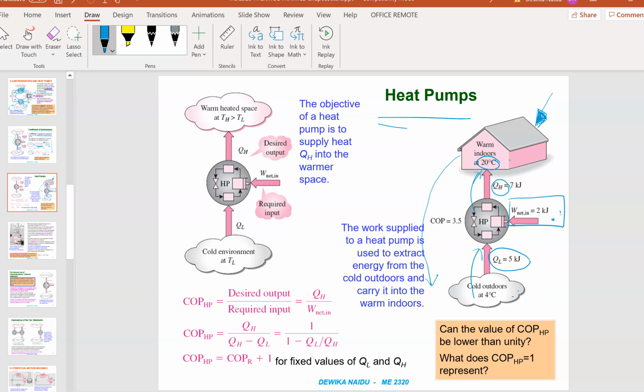Now for a heat pump, the coefficient of performance would be the desired output. So what's the desired output of your heat pump? You want to heat up your environment, right?